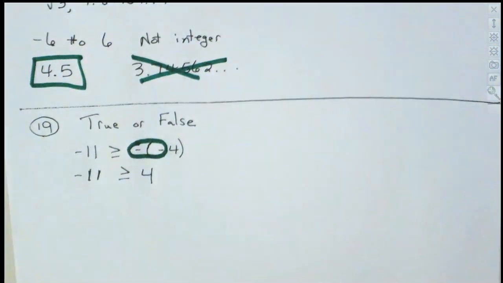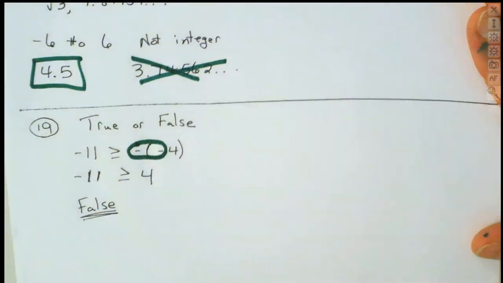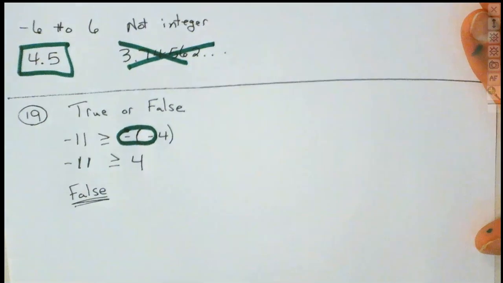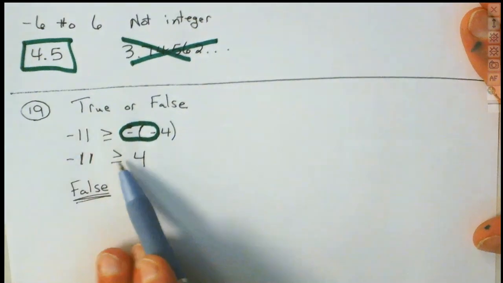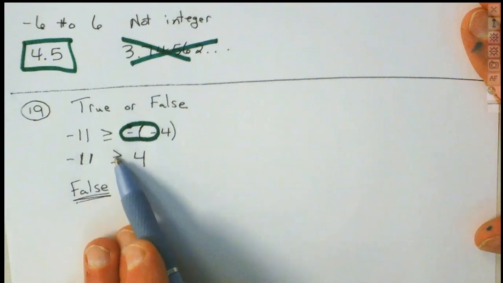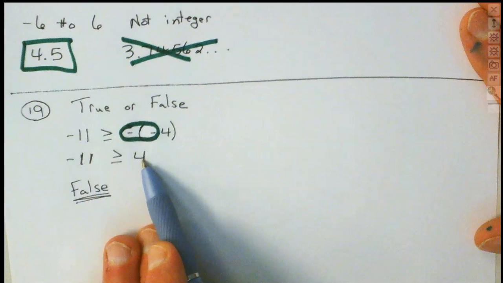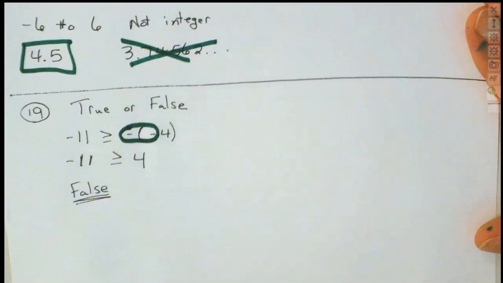We've got -11 is greater than or equal to 4. Is this true or is this false? This would be false. Okay, why is it false? When we talk about inequalities, it means the sides could be equal, or the left-hand side is the bigger number because it's opening towards the left, which means the bigger number needs to be on the left. Well, -11 is smaller than 4 because it's negative. So that would make that now false.